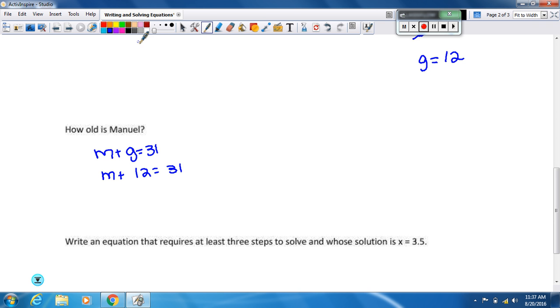So if you cover up your letter, because you solve for it last, we have to get rid of a positive 12. The opposite of positive 12 is negative 12. So I have to subtract 12 on both sides. Opposite operations cancel. So M equals 19. So Manuel is 19 years old.